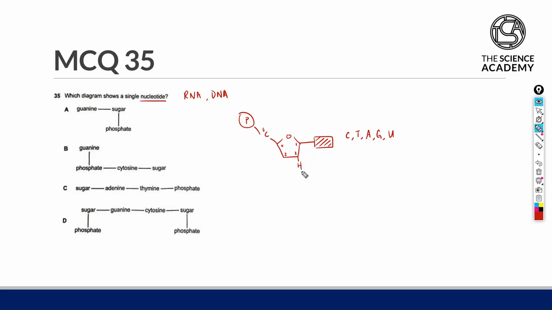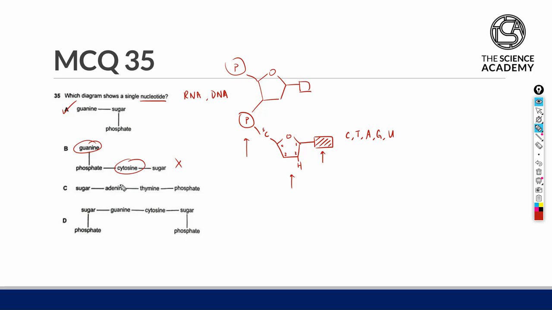Therefore, in this question, only A is the correct answer, where a single nucleotide has one nitrogenous base, one sugar, and one phosphate group. B is wrong because we see 2 bases, and a phosphate group is not bonded to another base. In RNA or DNA, the phosphate group is actually bonded to the next sugar, specifically the 3rd carbon of the next sugar. And this allows us to stack up the nucleotide one above another. Therefore, option B is wrong.